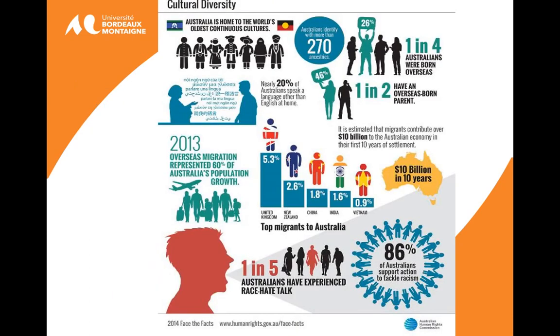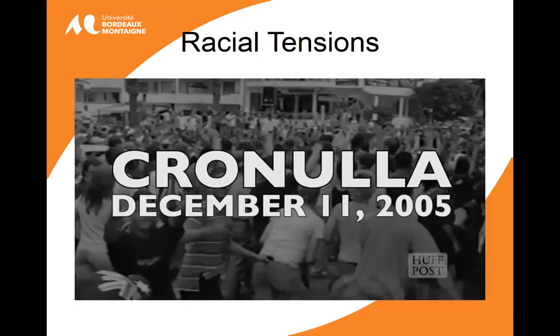Okay, so things are not perfect, as you can see on this infographic document. You see that 1 in 5 Australians have experienced race hate talk, and also that only 86% of Australians support action to tackle racism. Okay, so there are still some racial tensions.